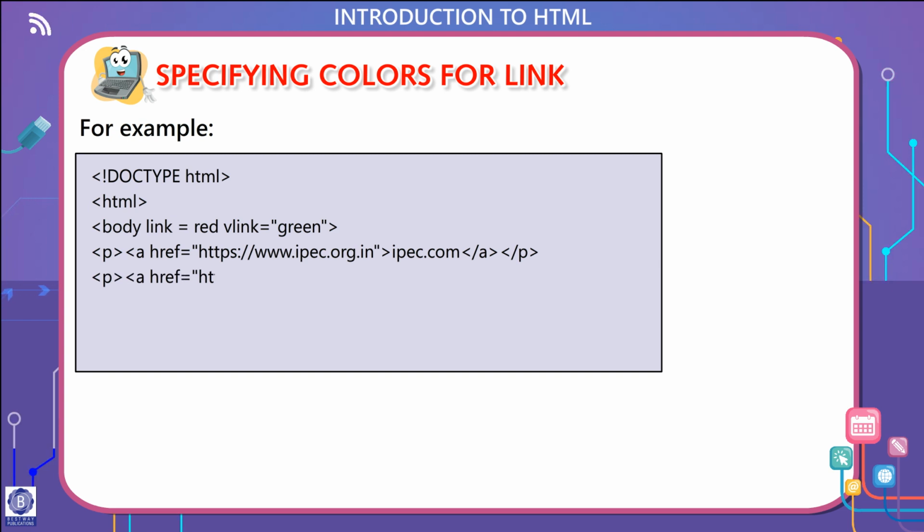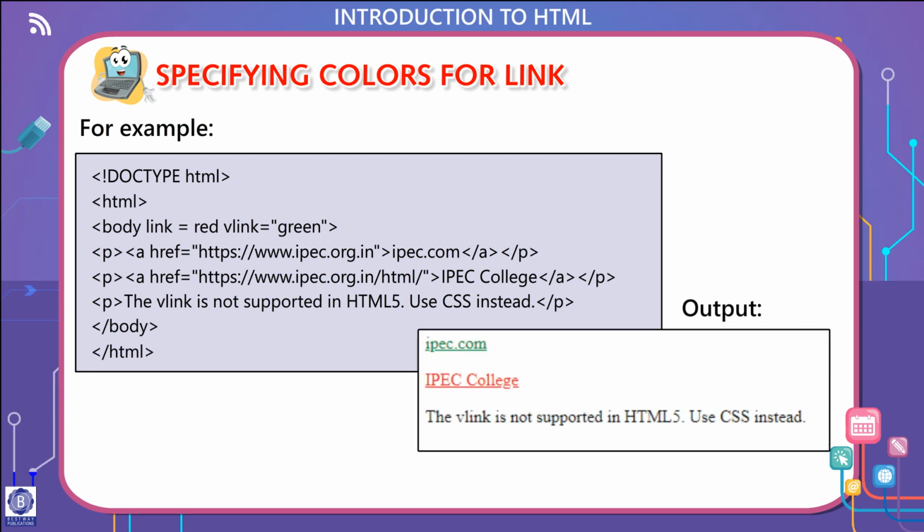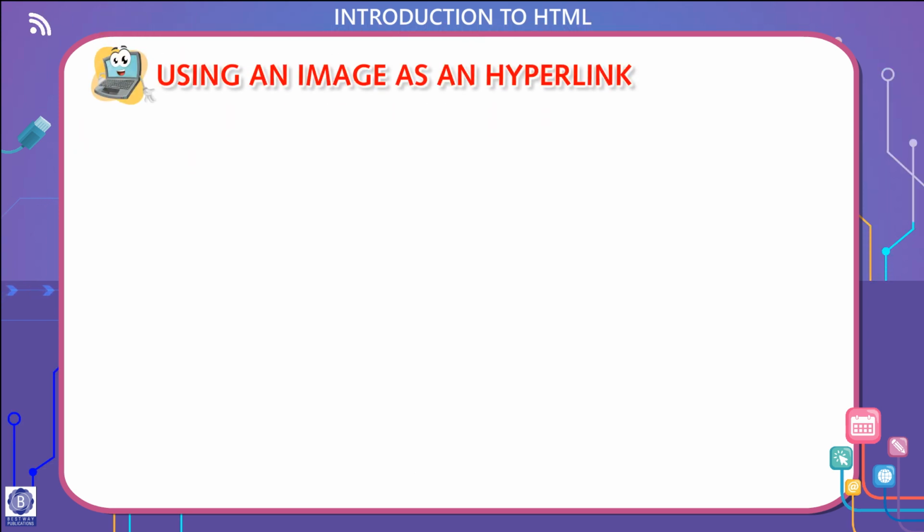p, a href is equal to "https://www.ipac.org.in/html/" in double quotes, iPacCollege, /a, /p. The vlink is not supported in HTML5. Use CSS instead. /body, /html. Output: ipac.com, IPAC College. The vlink is not supported in HTML5. Use CSS instead.